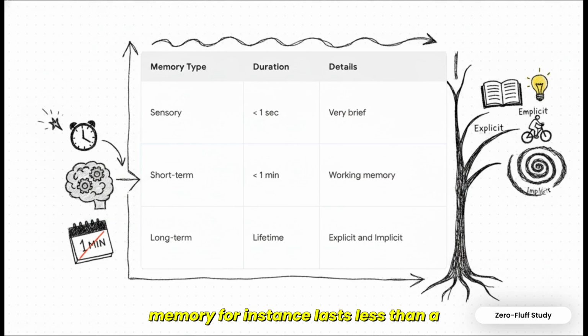Sensory memory, for instance, lasts less than a second. Short-term or working memory holds on for less than a minute. But long-term memory, that can last a lifetime. And notice how long-term memory splits. We have explicit, conscious memory for facts and events, and implicit, unconscious memory for procedural skills and specific tasks.